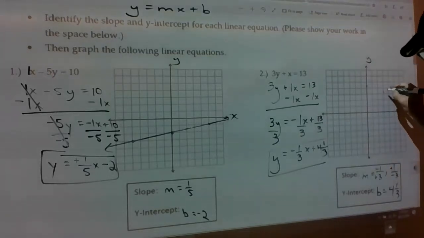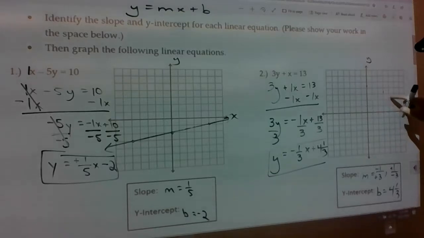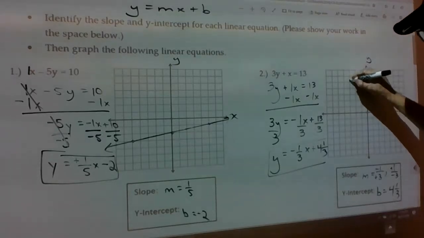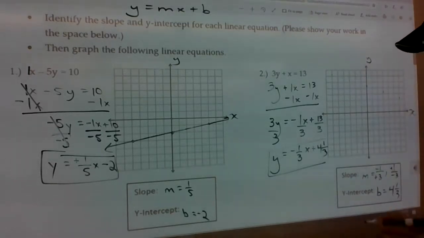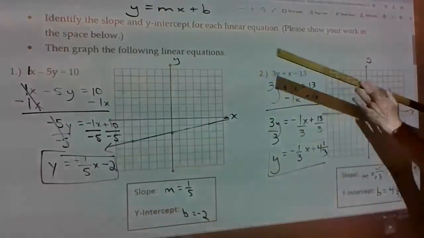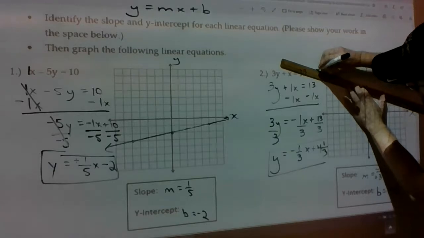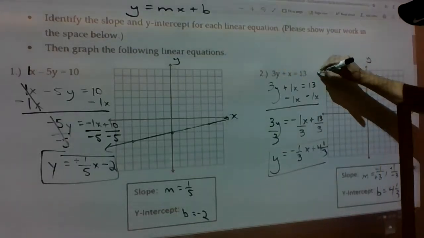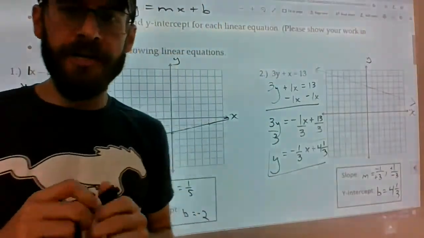If my marker would make a point, all right, close enough. Then down 1, right 1, 2, 3. Okay? Or we could go back up 1, left 1, 2, 3. Up 1, left 1, 2, 3. All right, not much to it. Why don't you try number 3 on your own?